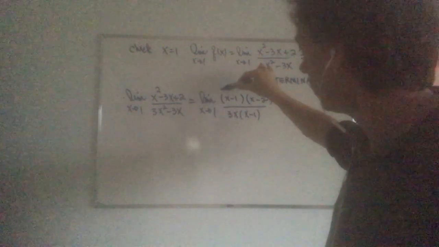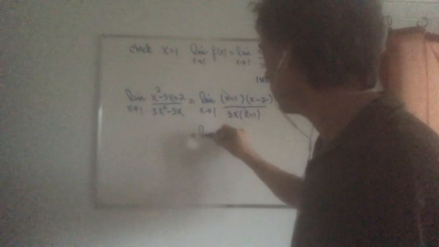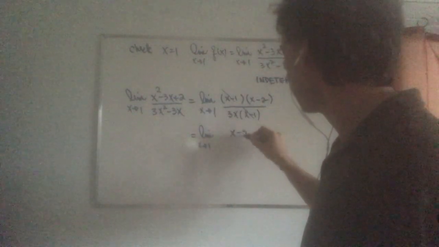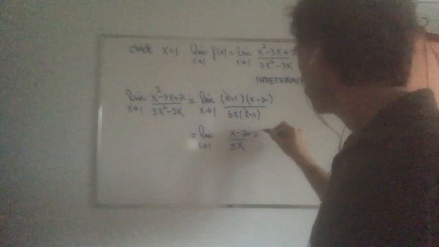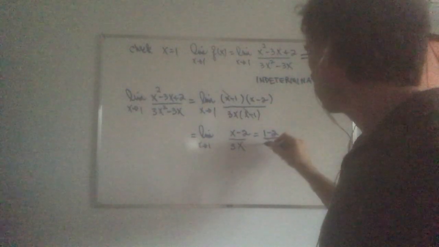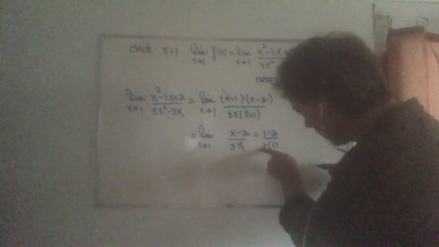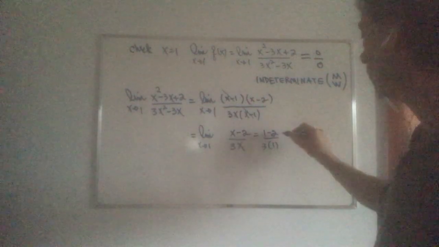Oh, look at that. This is now equal to the limit as x approaches 1 of (x minus 2) over 3x. I'm ready to cheat again. This is 1 minus 2 over 3 times 1. That's 3. Hey, yo, that's minus a third.